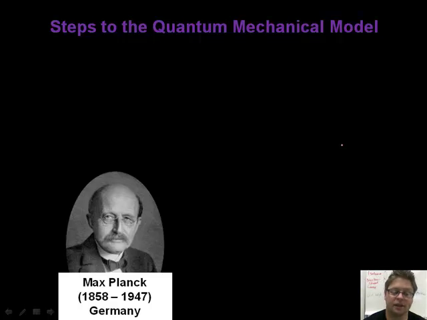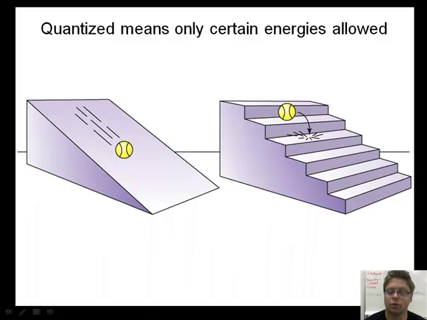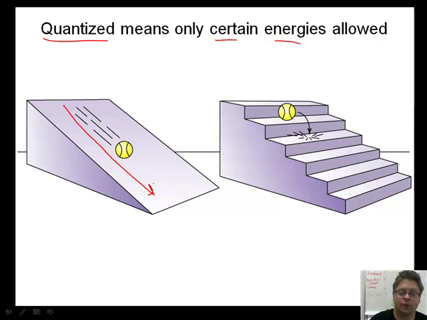Max Planck, 1858 to 1947, and Niels Bohr looked at these two models. One thing the word quanta means is quantize means only certain energies are allowed. So instead of it being able to roll down a plane, it's kind of like a stair step. It can be here, it can be here, it can be here, but it can't be halfway in between. That's at least how the quanta idea works.